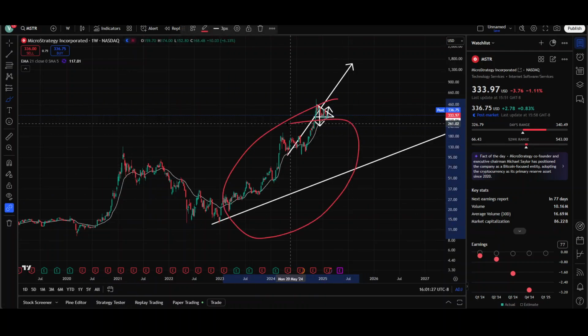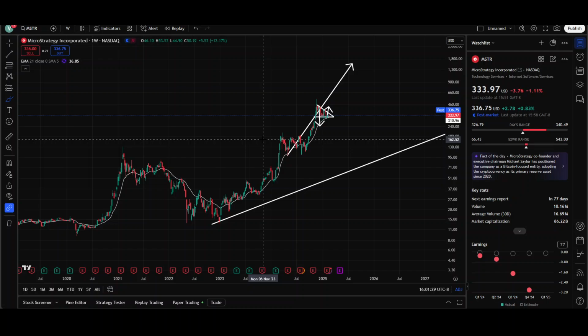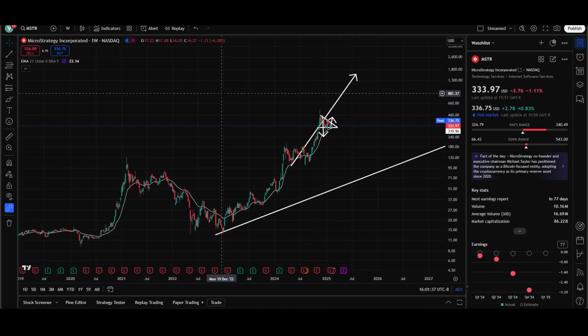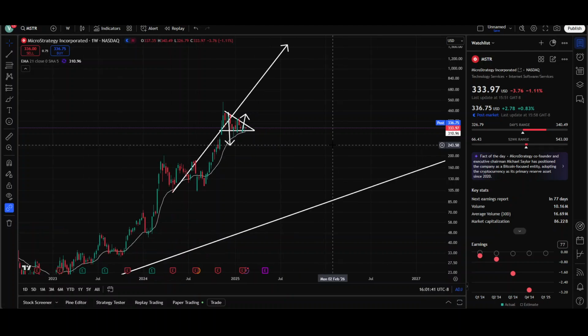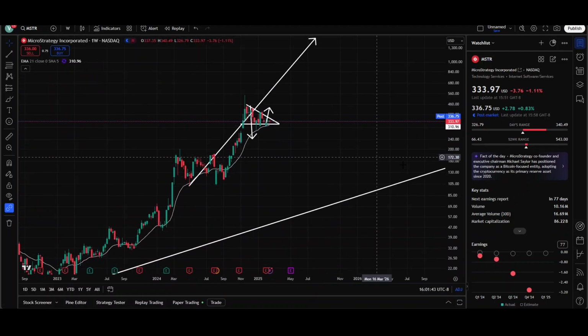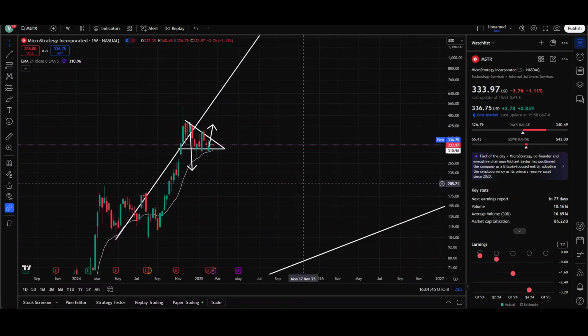This trend is way more structured, more methodical, more in line with Bitcoin's 4-year cycle. So I'm expecting this to continue higher. Again, nothing's guaranteed, right? I mean, obviously, if it was guaranteed, I'd put millions of dollars into this stock, right? If it was guaranteed to go up, but it's not guaranteed. So you have to manage your risk.